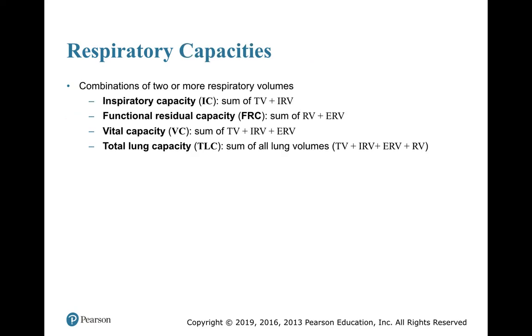And so we can take combinations of 2 or more of these respiratory volumes. The inspiratory capacity would be the sum of the tidal volume and the inspiratory reserve. The functional residual capacity is the sum of the residual volume and the expiratory reserve volume. Vital capacity is the sum of the tidal volume plus the inspiratory reserve plus the expiratory reserve volume. And the total lung capacity is the sum of all of those lung volumes.